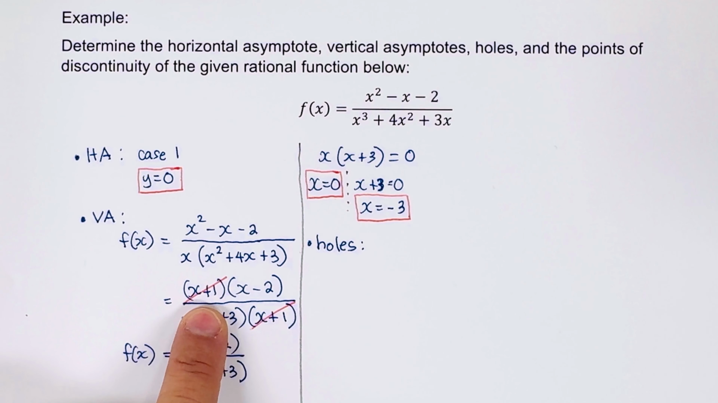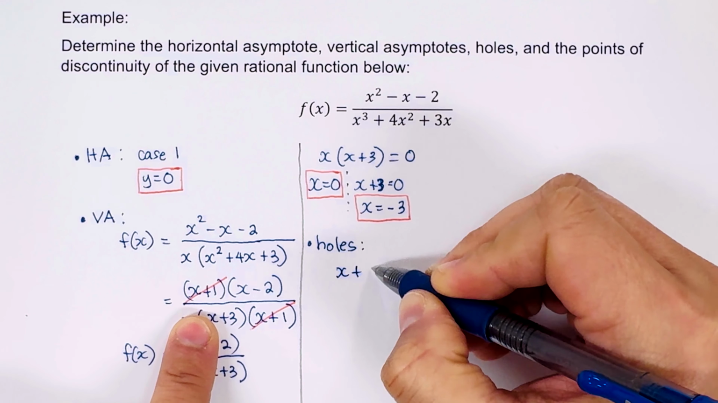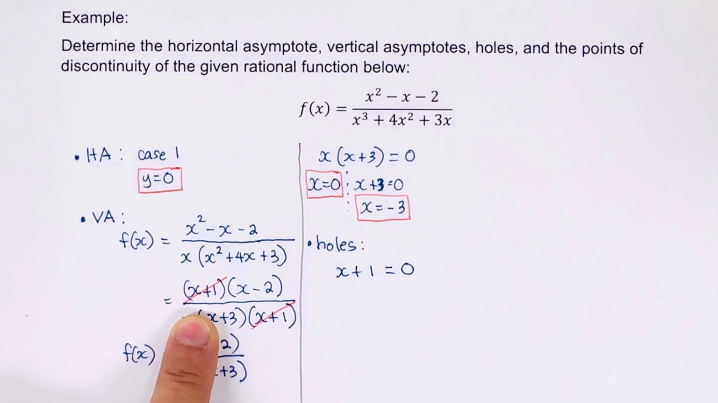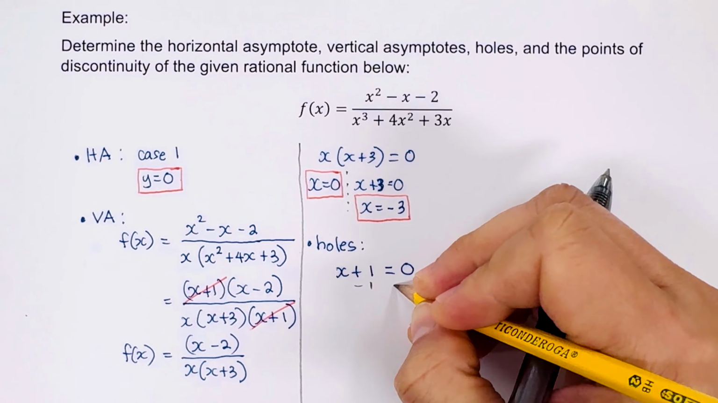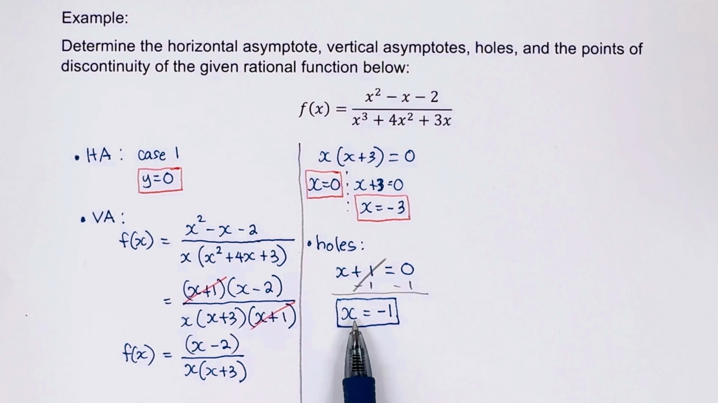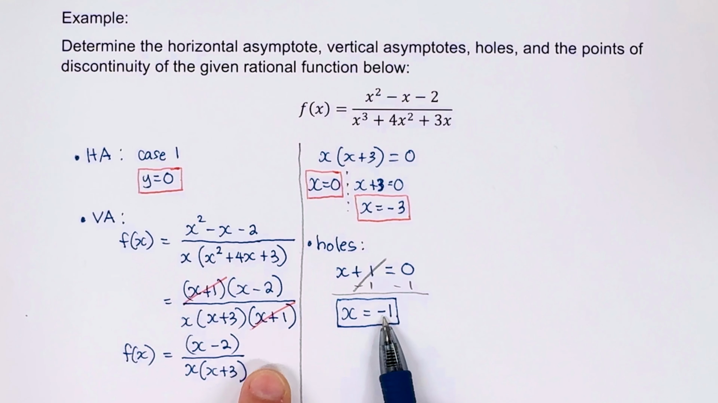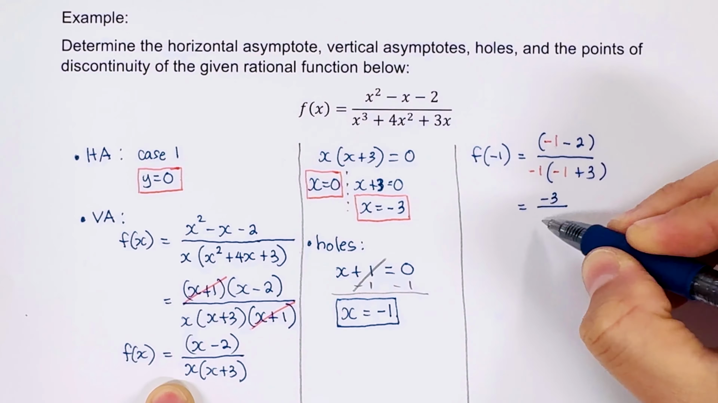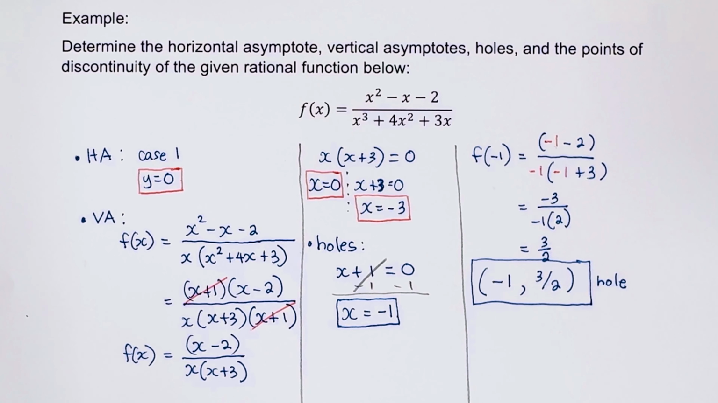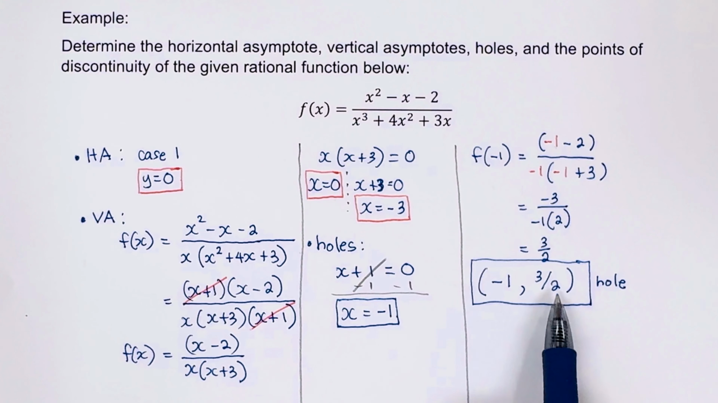So in this case, our cancelled term is x plus 1. Again, we set that equal to 0 and solve for x by itself. So this is the x coordinate of our hole. To find the y coordinate, we are going to plug this x, which is equal to negative 1, into the factored form to solve for y. I'm going to go ahead and show that work up here. So we can say that the coordinate of the hole is negative 1, 3/2.